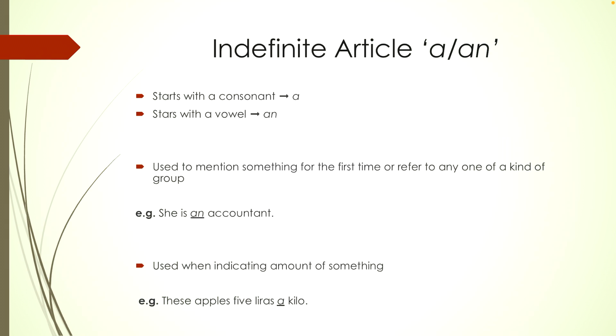Also, we can use a when indicating the amount of something. These apples are 5 liras a kilo. In the sentence, the indefinite article came before kilo. It means 1 kilo. Instead of 1, we use a before the kilo.